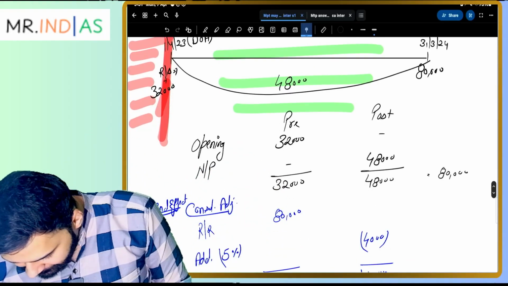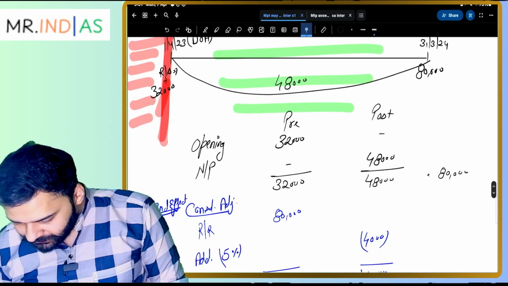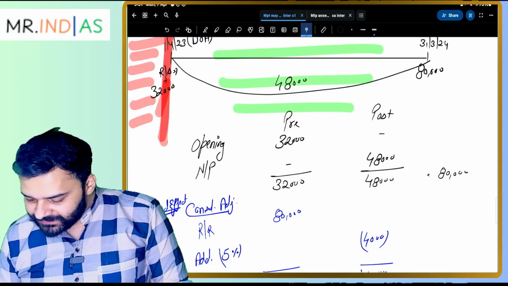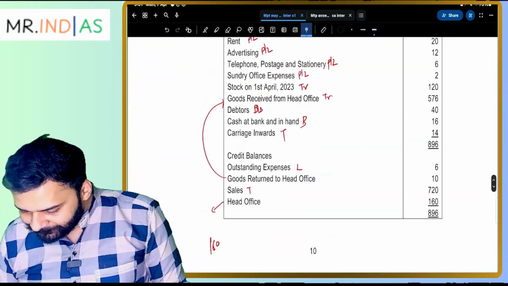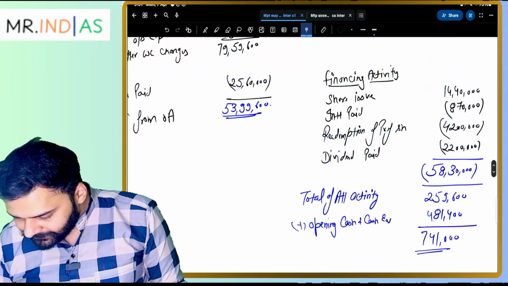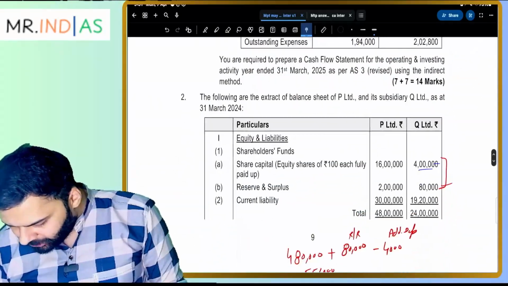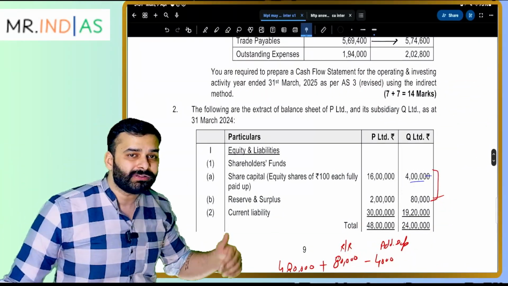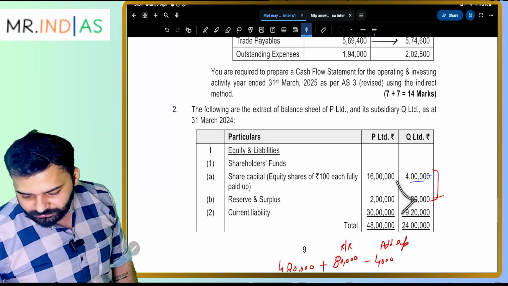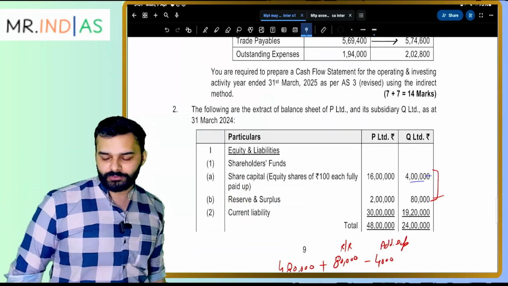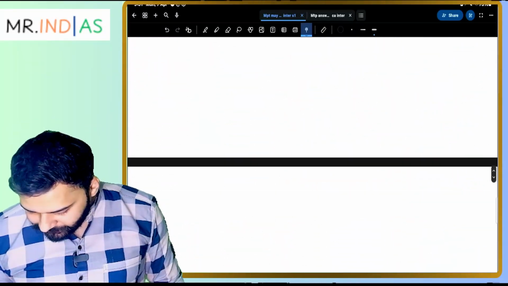So we have total pre and post profit. 32 plus 48, which comes out to be 80,000. This is the check. This will always tally with that reserve and surplus amount. Please remember, this will always tally with that 80,000, because you eventually distributed this into pre and post. So this will tally. Okay.